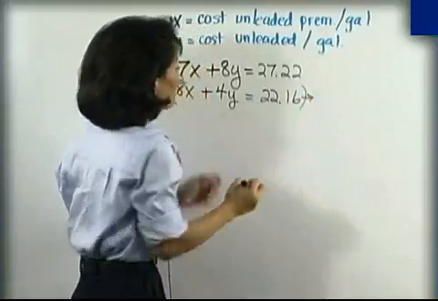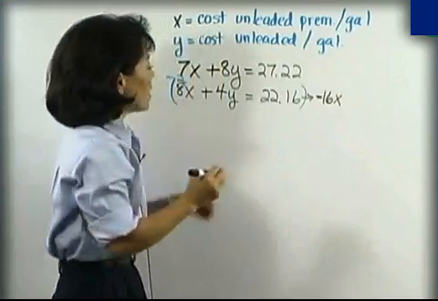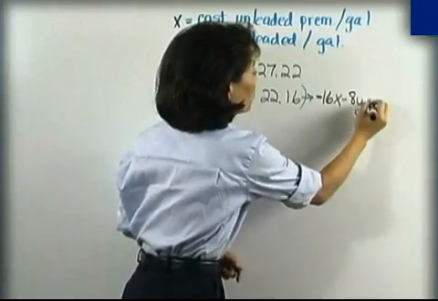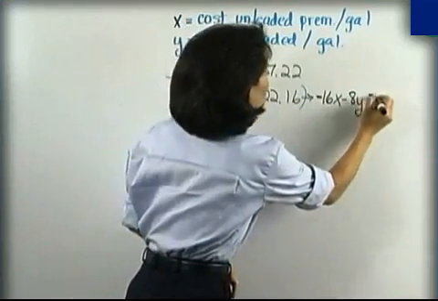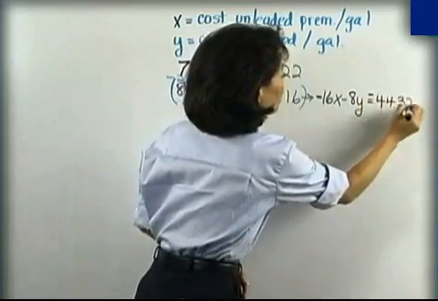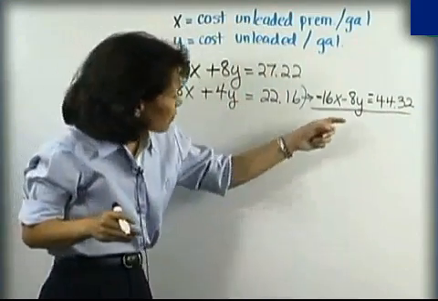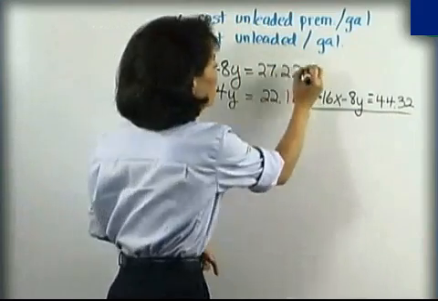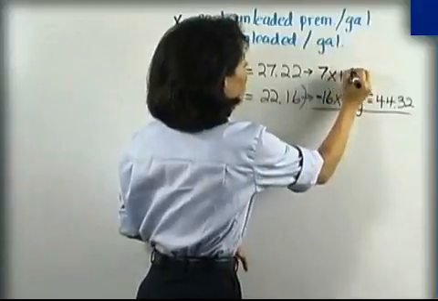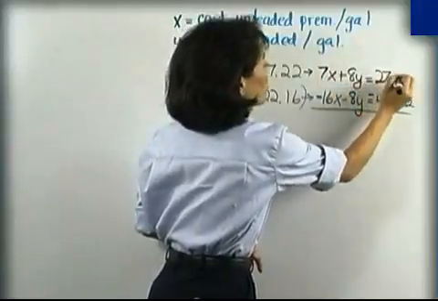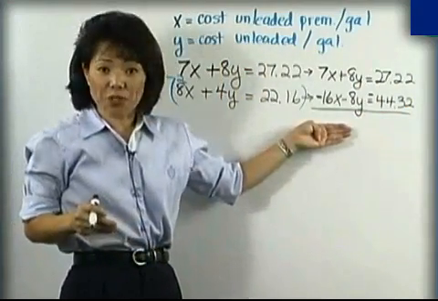When I do, the resulting bottom equation is negative 16x minus 8y, and that's all equal to negative 2 times $22.16, which is negative $44.32. Now, since I already have the 8y up here in the first equation, and I'm going to add it together with my negative 8y in my second equation, this top equation is going to remain as is. 7x plus 8y is equal to $27.22.